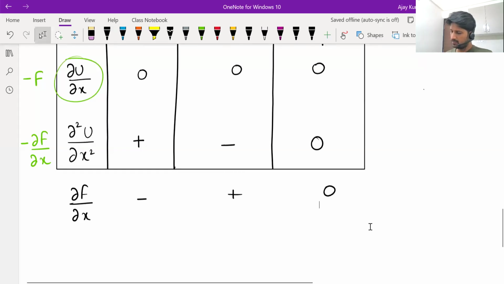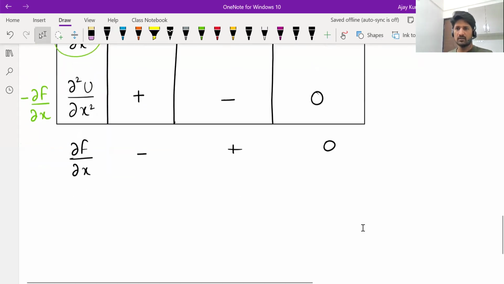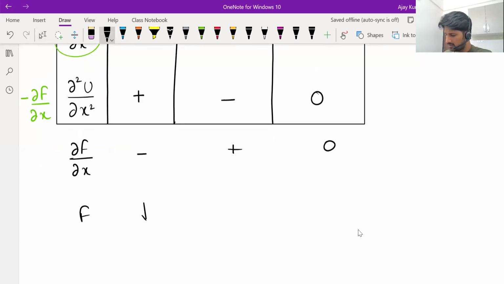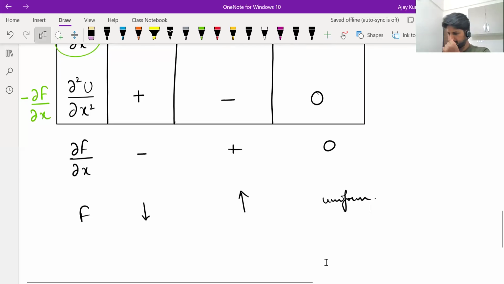What does rate of change of a quantity being negative mean? The force must be decreasing. Quantity must be decreasing. So you can say force must be decreasing here, increasing here, uniform here. That way also you can tell.